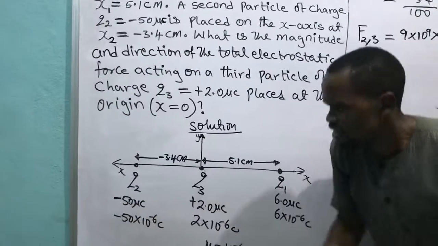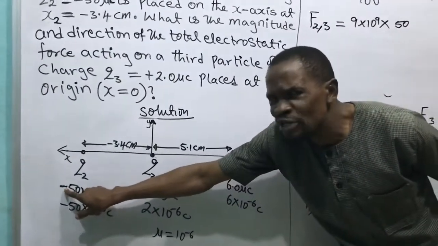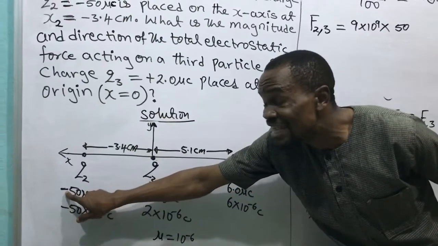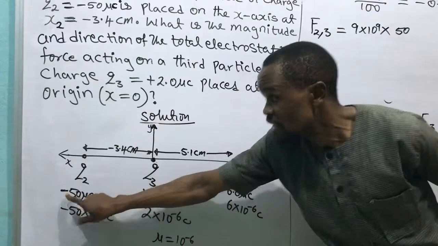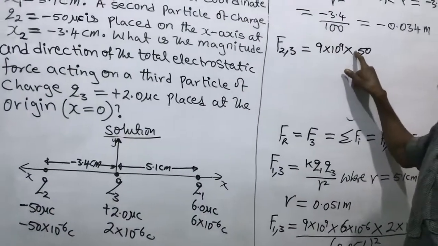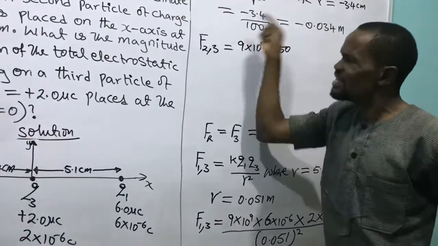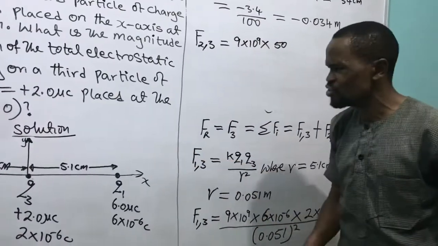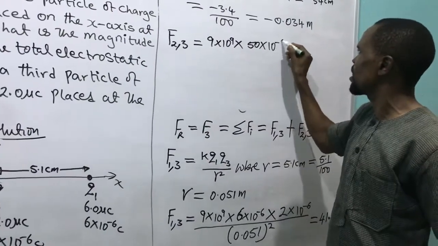Minus 50. You remember, this minus, I will not use it anymore. It's just there to indicate that the charge is negative. That's the direction. According to what I said, it's a vector quantity. So I'm not going to use the minus here again. I already know the direction. By that, I have indicated the direction of force. So no need to use it anymore. I just needed only the magnitude. Times 10 raised to the power minus 6.